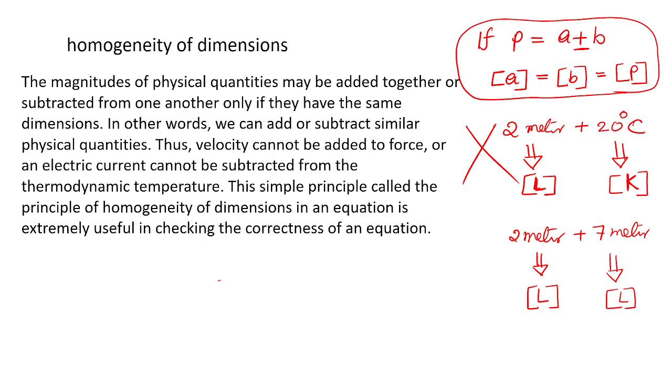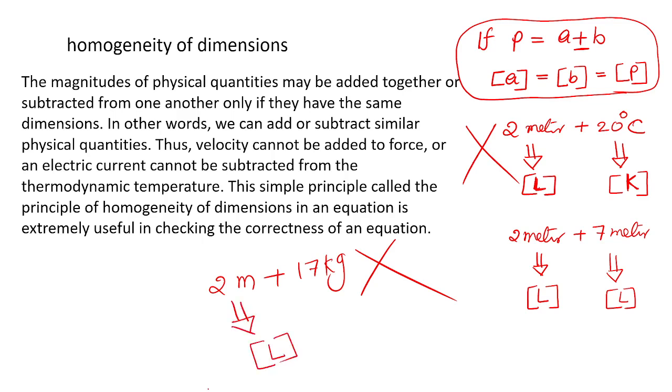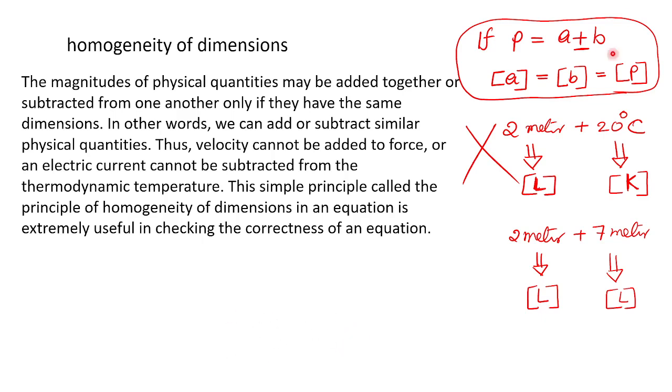For example, 2 meter plus 17 kilogram, it is meaningless. I cannot add the distance with the mass. The distance plus mass is meaningless because they have different dimensions. 2 meter belongs to the category L, length. 17 kilogram belongs to the category mass. They have different dimensions. So my conclusion is simple. The addition or subtraction is possible only for those quantities having same dimensions.